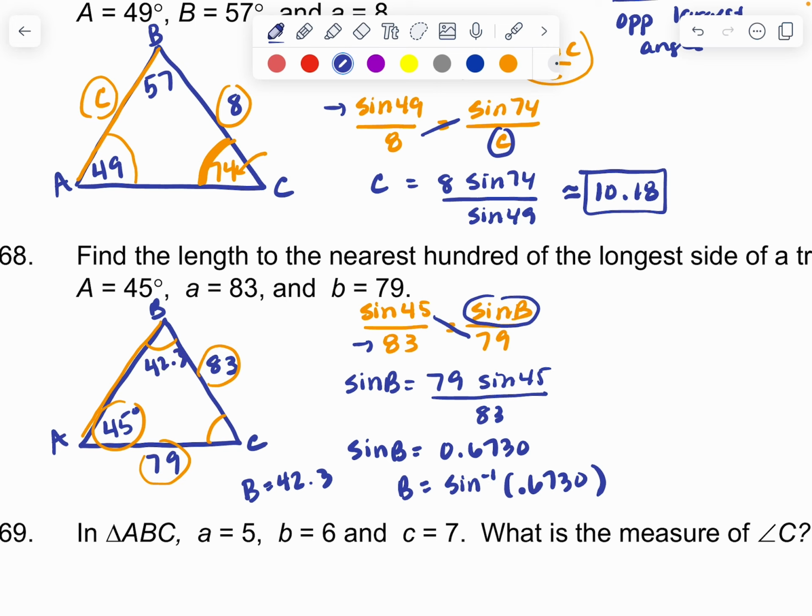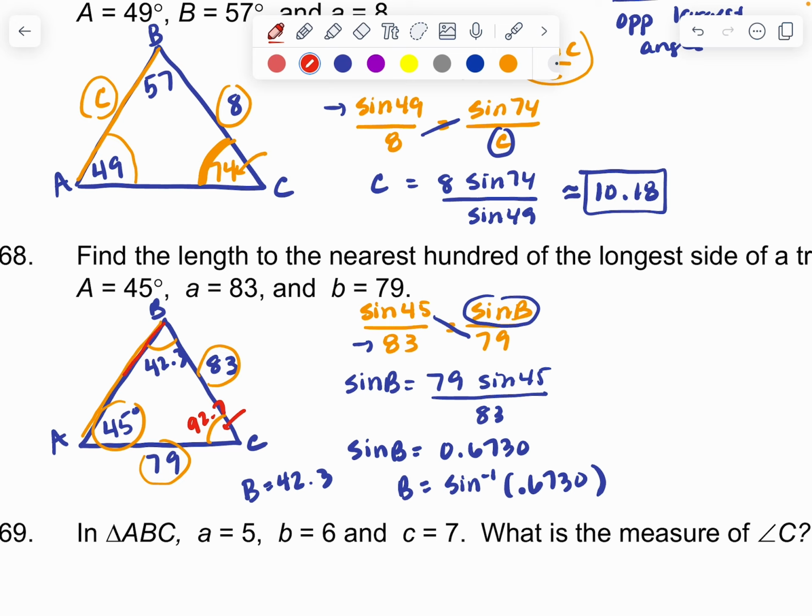Now, let's find angle C. Let's find this missing guy right here so I can see which one's the biggest one. So again, subtract them from 180. So I'm going to go 180 minus 45 minus 42.3. And that gave me that this is 92.7, which indeed is the biggest angle.